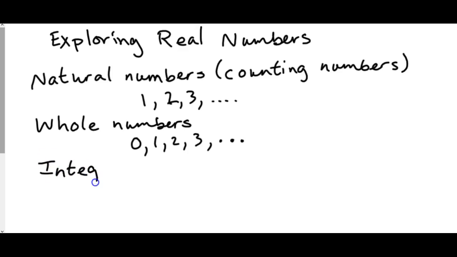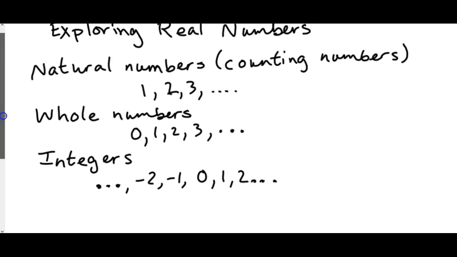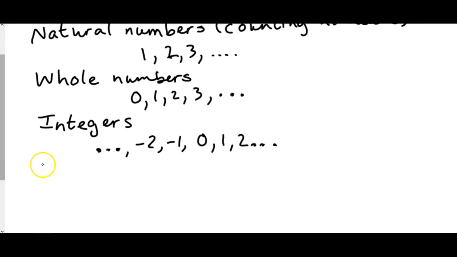Integers are again like the whole numbers, except now they include negatives. So all the negative and positive numbers are included. We can also look at rational numbers. Notice all our numbers have been nice, round, whole numbers.